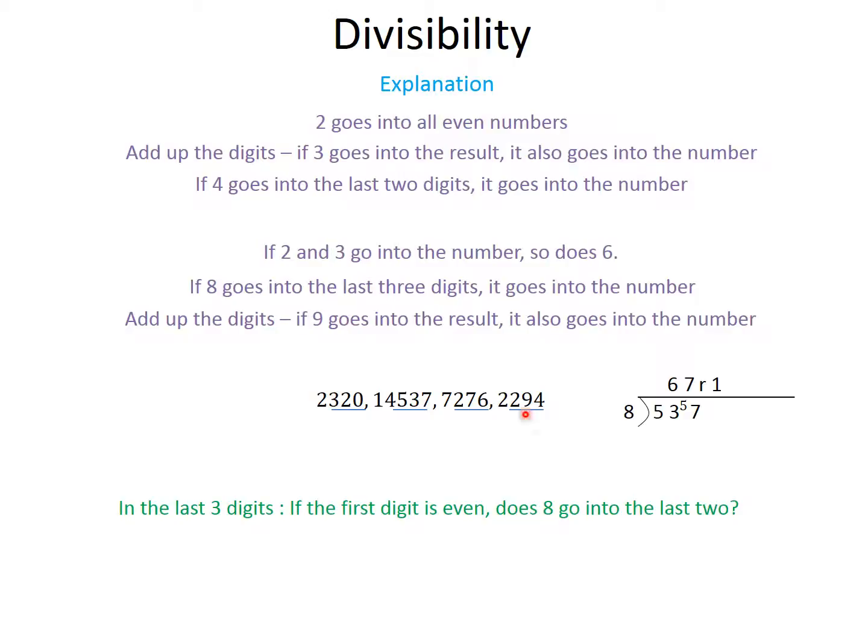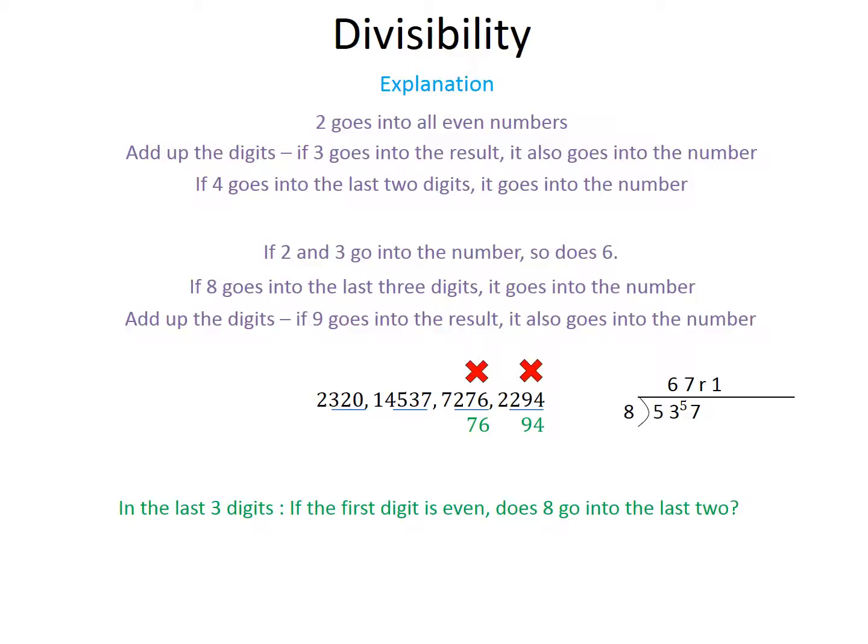What about this one here? Does 8 go into 94? No, it doesn't. Like I said, it goes up to 96, and the one under that's 88. And so straight away, I can say that 8 does not go into either of those two numbers because I was able just to look at the last two digits when this one's even. So it's a little bit to remember there, but this is one strategy we can use.